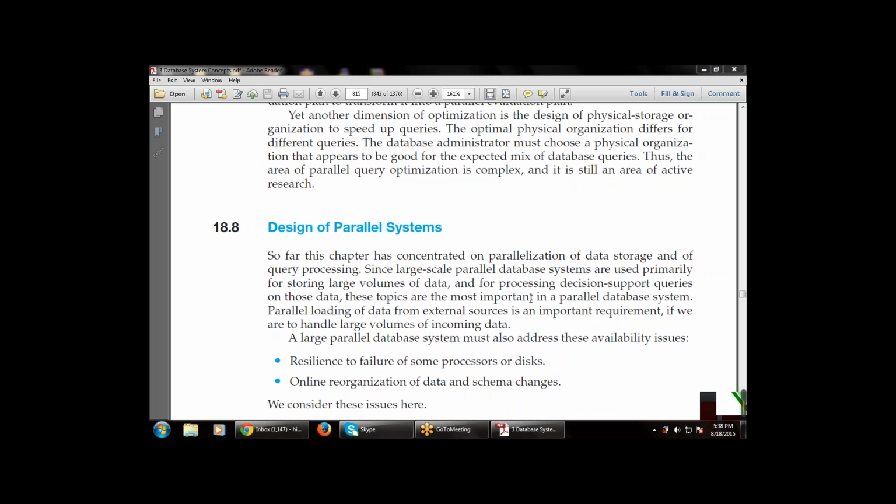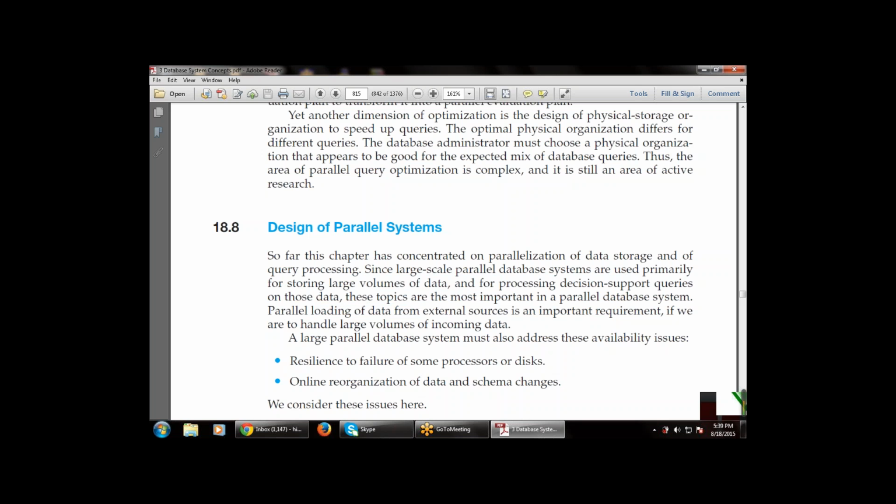Since large-scale parallel database systems are used primarily for storing large volumes of data and for processing decision support queries on those data, these topics are the most important in a parallel database system: storing large volumes of data and processing decision support queries.